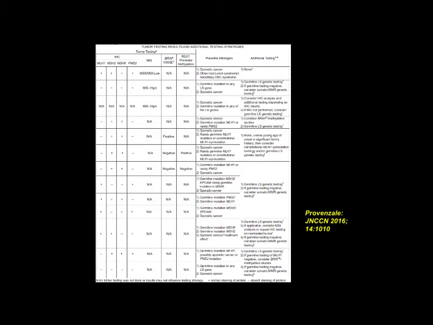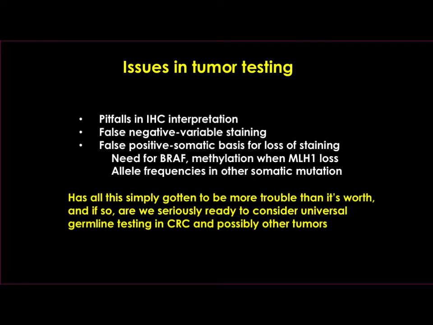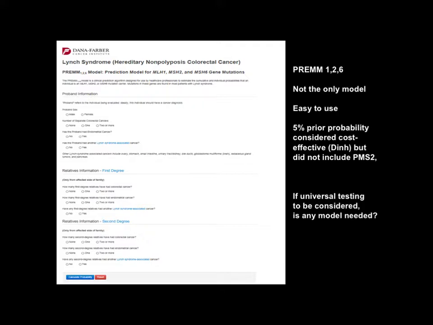And I'll leave the details to people who want to look at the NCCN stuff. So again, to drill down, there are pitfalls in immunohistochemistry interpretation. MSH6 can show patchy staining. MLH1 can still be immunoreactive even when there may be important pathologic mutations. So there are problems with the interpretation of it. And the question, has this gotten to be more trouble than it's worth? So people like Faye Castrinos and others would say, well, an alternative strategy may be worth considering.